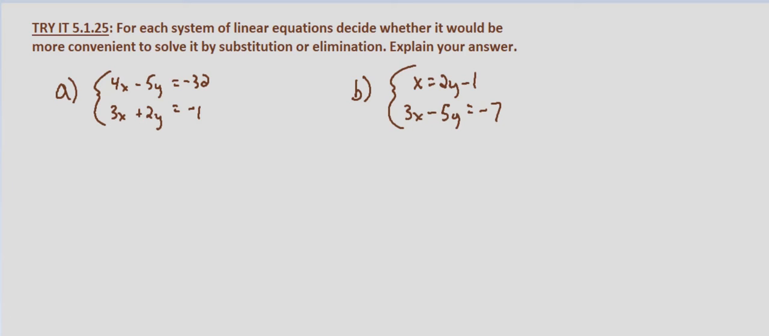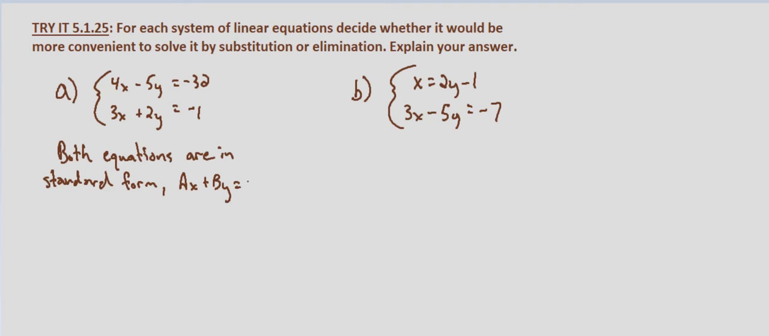solve a problem. So with part A, we are given the system of equations 4x minus 5y equals negative 32, 3x plus 2y equals negative 1. So in this, both equations are in standard form. And that's ax plus by equals c.